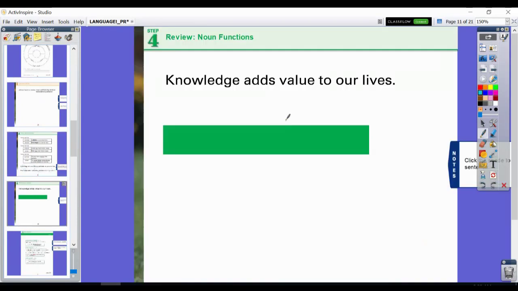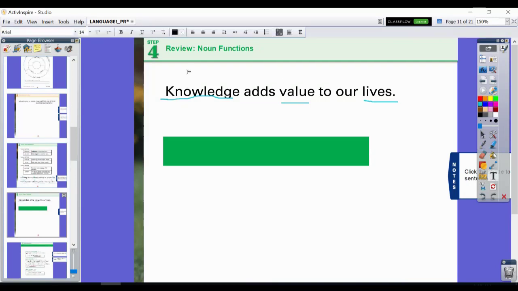Let's review now how nouns function in sentences. Our first sentence here is: knowledge adds value to our lives. So let's underline the nouns. Knowledge is our first one, value is our second one, and lives is our third noun in the sentence. All of these nouns act in different ways in this sentence. So if we answer the question, who or what did it, we'll see that knowledge is our subject. Knowledge adds what? Knowledge adds value. That's our direct object.